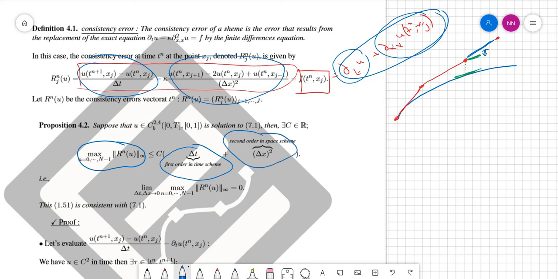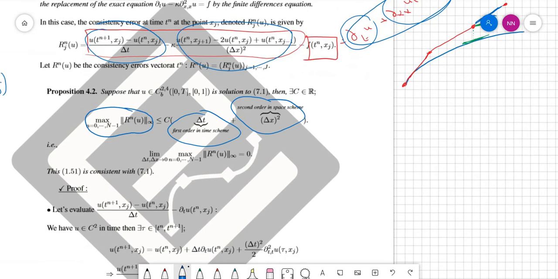Okay, so if we cut our delta t in half, the consistency error with respect to time will go not in half, but the part that depends on time will go in half, will be divided by 2. And if we divide delta x by 2, the part of the consistency error that depends on space will be divided by 4 because it's a second order scheme.